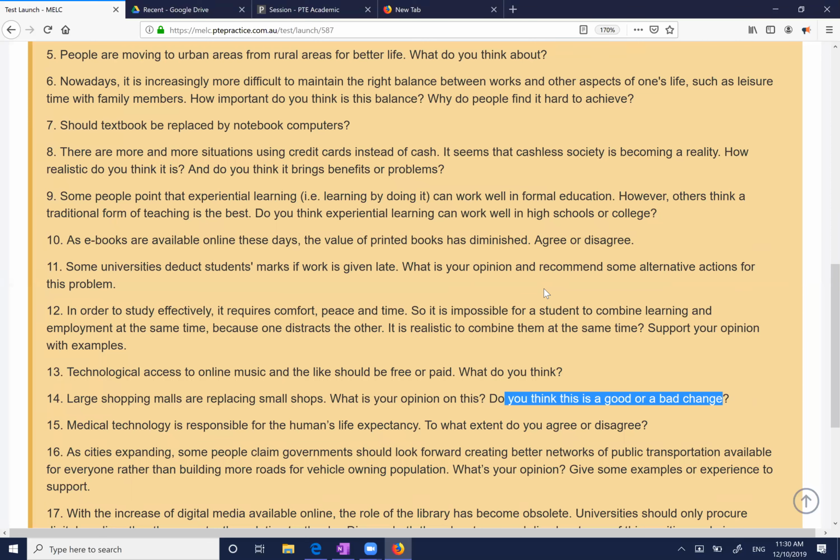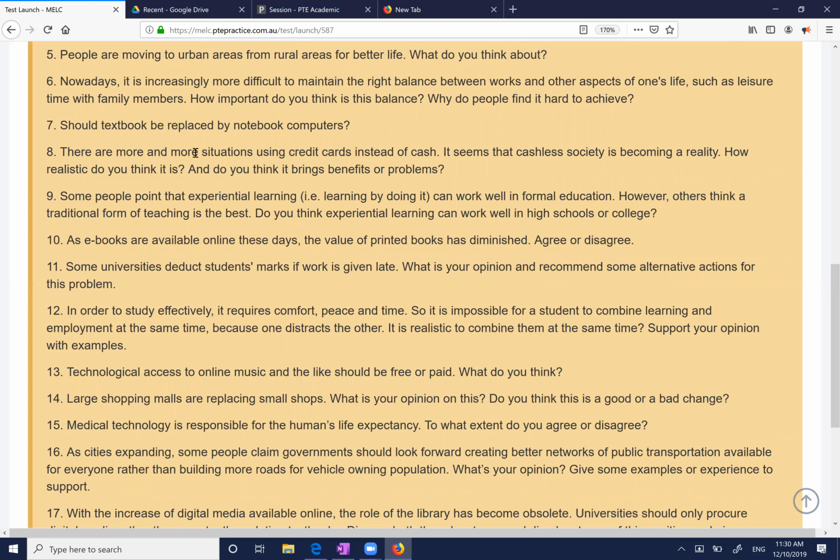He's asking whether it could be a good change, or why it is a good or a bad change. Why is it a bad change? So you have to discuss only one side. Good or bad. If I compare this essay number 14 to the one which you just did, where was it?